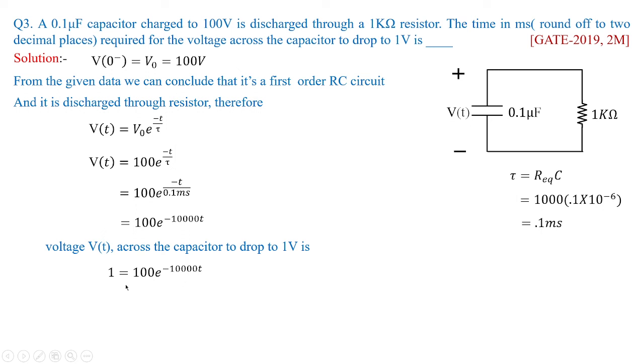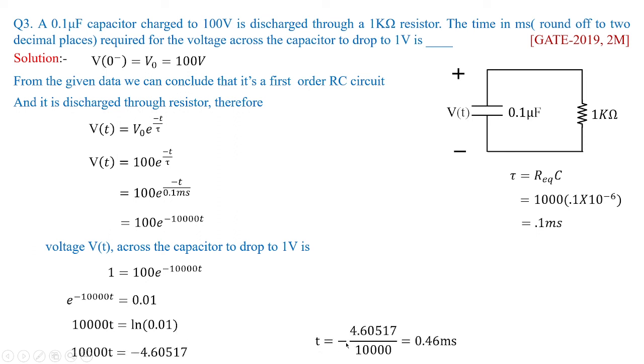1 divided by 100 will be equal to e to the power of minus 10,000 t. So this will give you the value of e to the power of minus 10,000 t equal to 0.01. In fact, apply the logarithmic value of this equation. I'm going to get 10,000 t equal to ln of 0.01. Then t would be equivalent to 0.46 milliseconds. Isn't that simple?